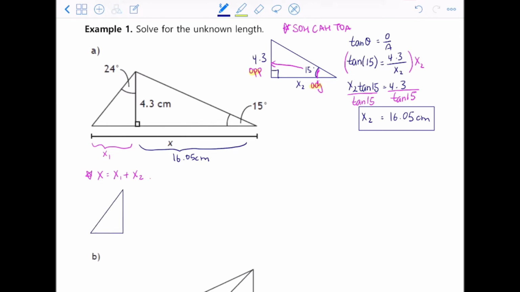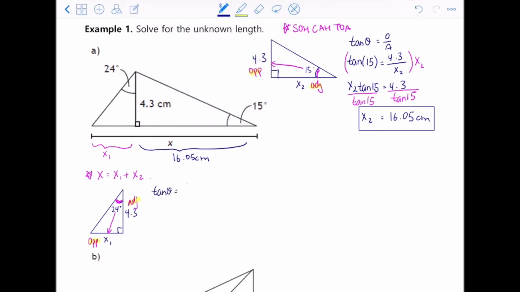We are now going to look for x1, and let's set up the triangle. So we have this one, 24 degrees, 4.3 here, and the right angle here. We're looking for x1. With the angle given here, the side that's across from the angle is the opposite side, and adjacent is 4.3. And again, which trig ratio uses opposite and adjacent? This time again, it's tangent.